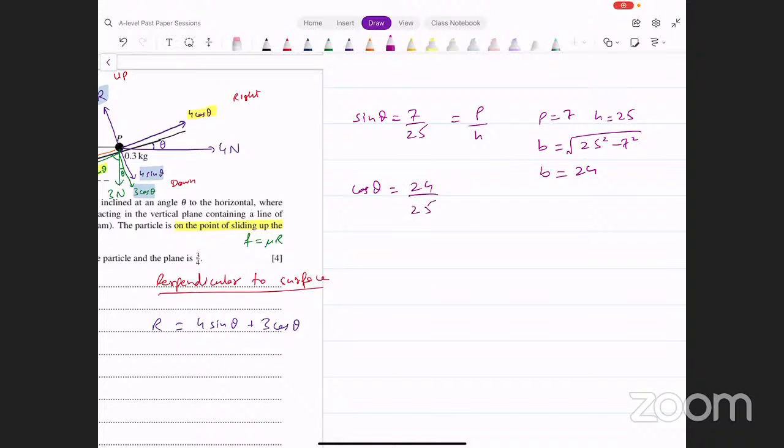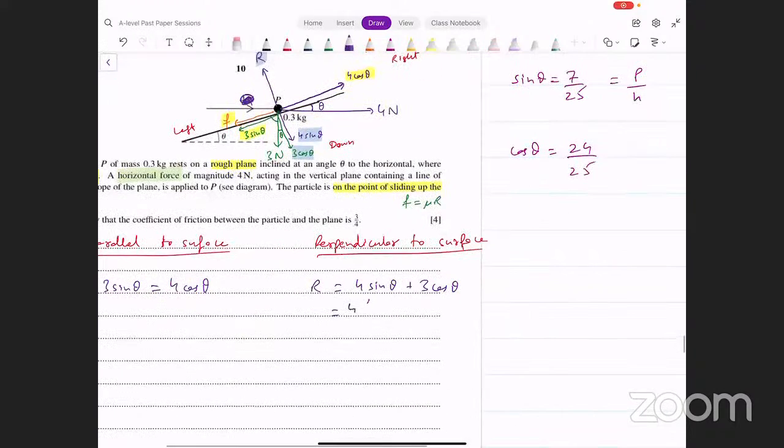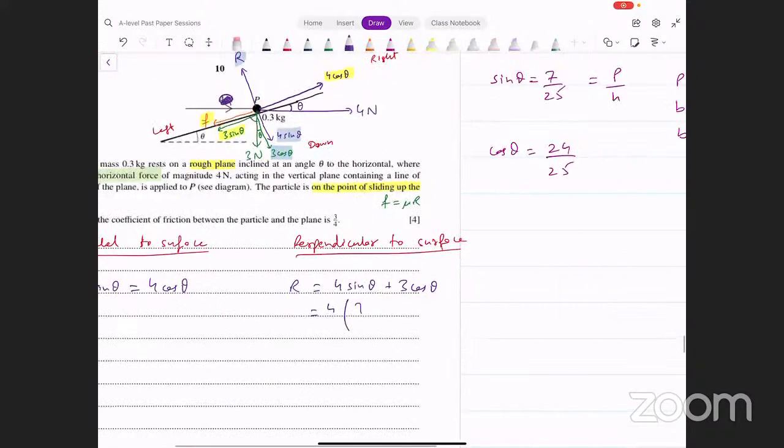तो cos की ये एग्जैक्ट वैल्यूज इनपुट कर दें यहाँ पे. 4 into 7/25. अगर आप एग्जैक्ट वैल्यूज नहीं इनपुट करेंगे, आपके पास एग्जैक्ट ये नंबर नहीं आएगा. ठीक है, सो आपको एग्जैक्ट इनपुट करना है. cos is 24/25. Let's evaluate this. ये R देख लें क्या आ जाता है आपके पास.